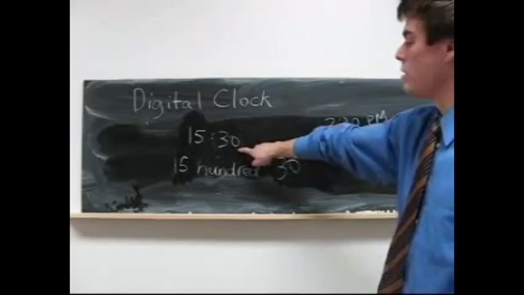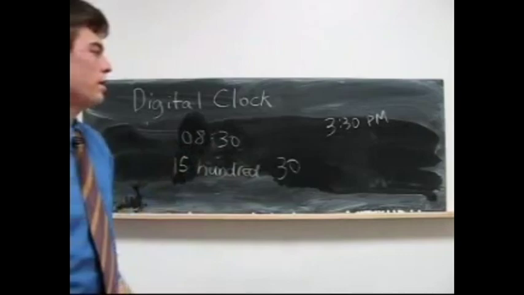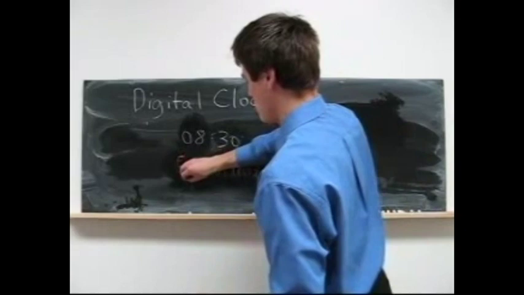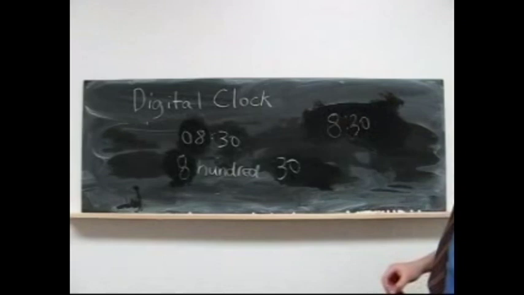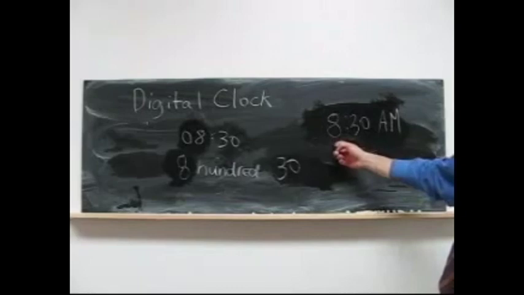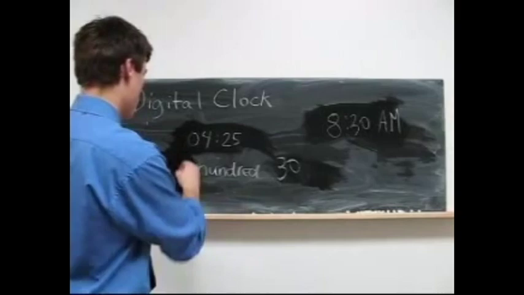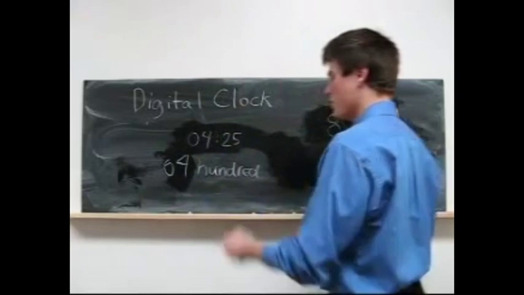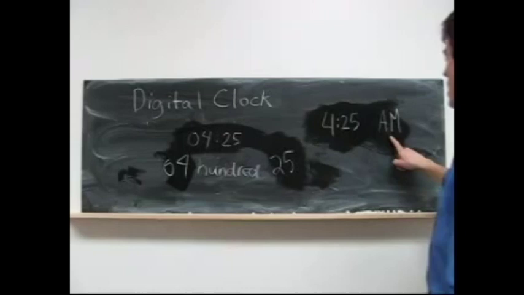3:30 p.m. Right? And let's do another example. Let's say it's 0830. Well, that's now 830. But in 12-hour time, we would say 8:30 a.m. All right? 8:30 a.m. One more example. We'll do 0425. In this one, we say 4:25 a.m. A.M. Okay.